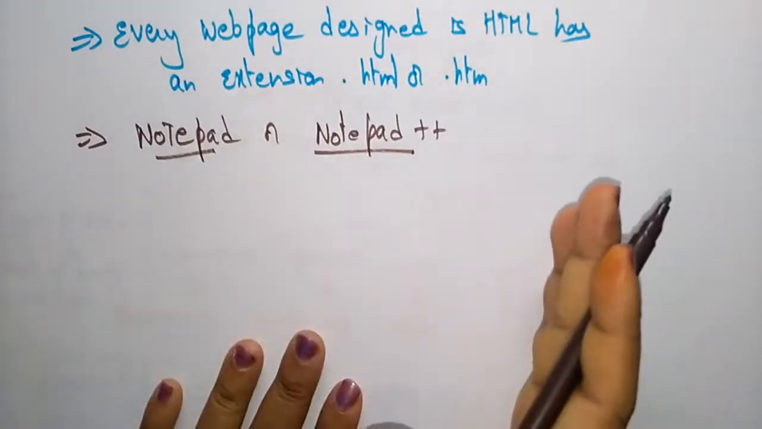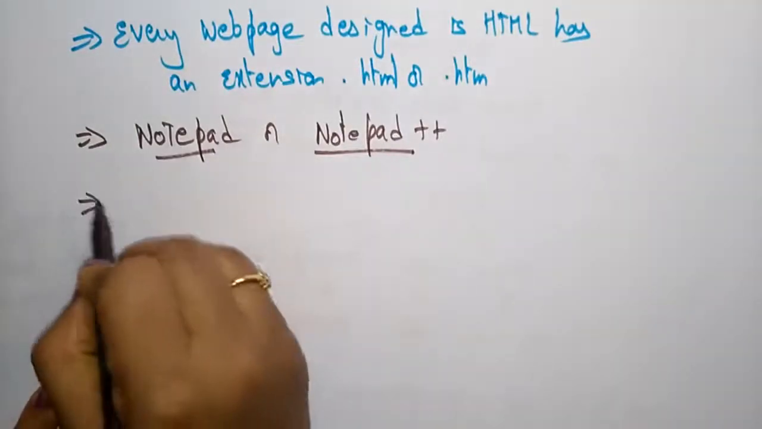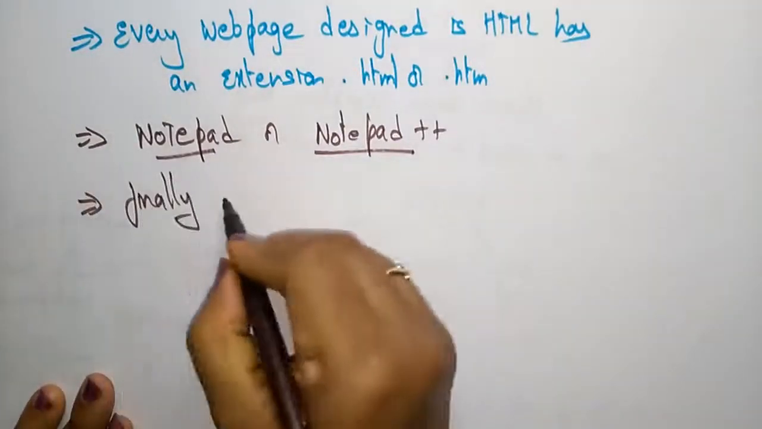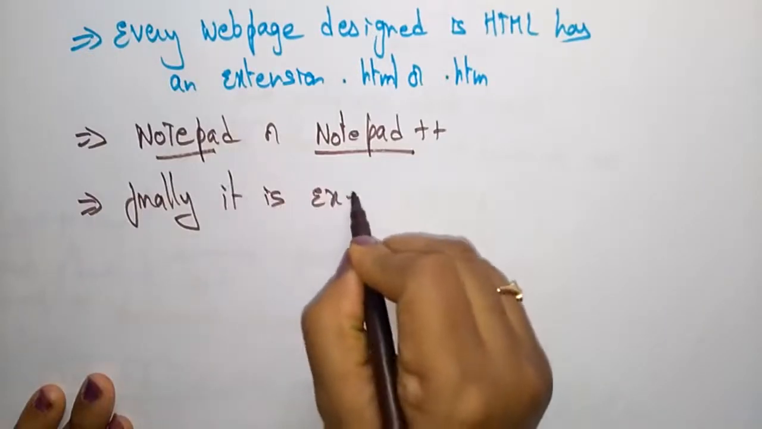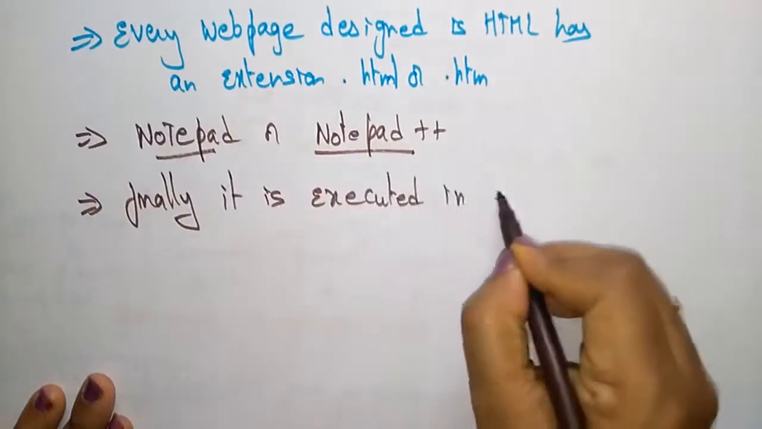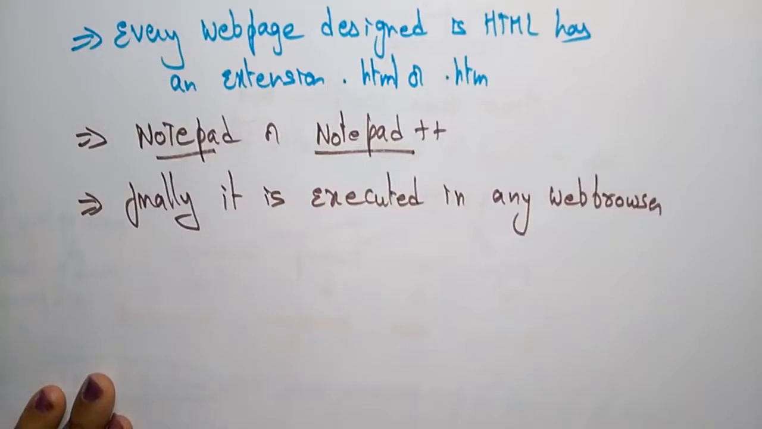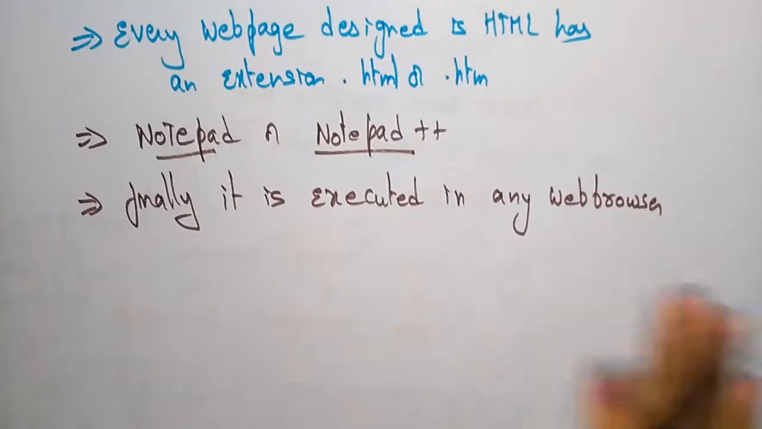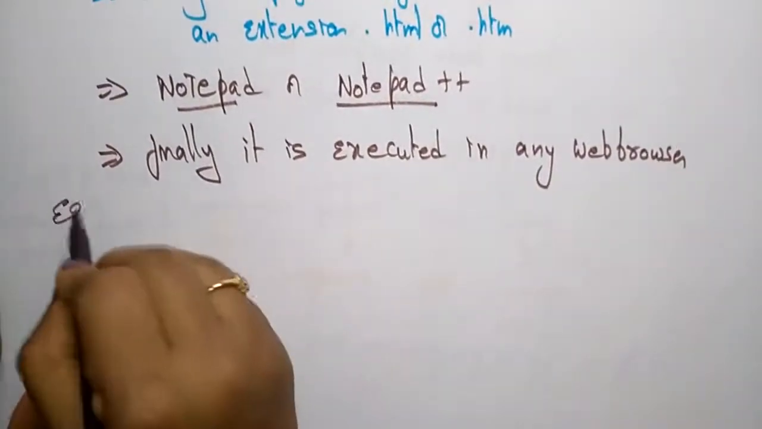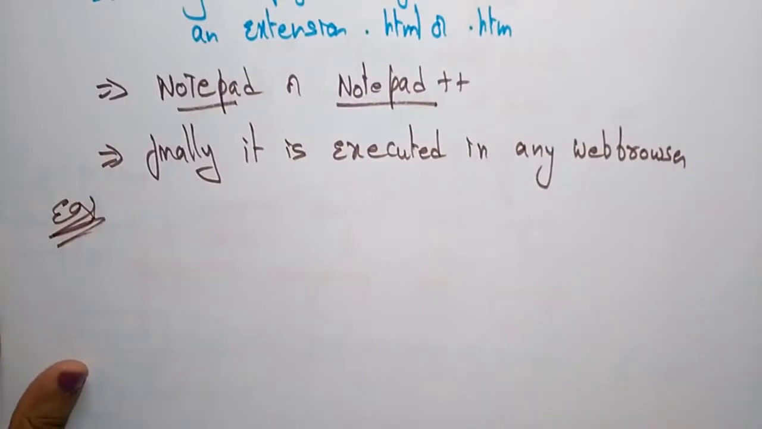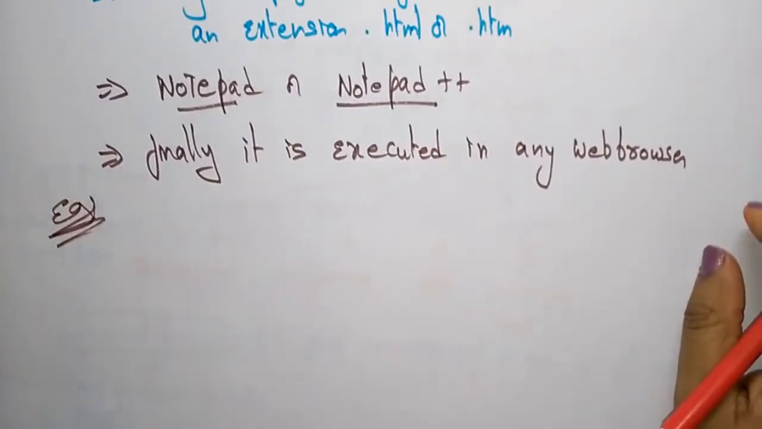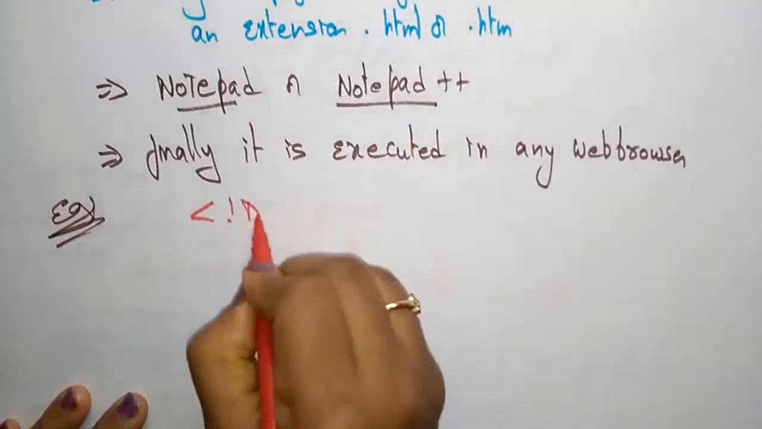Every HTML script will be executed in any web browser. So whenever you save this hypertext markup language file, it will be executed in any web browser. Let me write a simple syntax of HTML. I said that HTML is a markup language, not a programming language. The markup language consists of markup tags, so this is the tag representation.